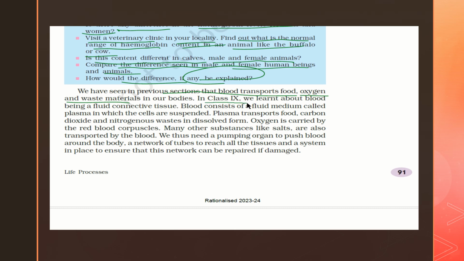Now in class 9th we have learnt about blood being a fluid connective tissue. Connective tissue means it connects all parts of the body. Blood consists of a fluid medium called plasma in which the cells are suspended. Oxygen is carried by the red blood corpuscles, that is the RBC. Many other substances like salts are also transported by blood.